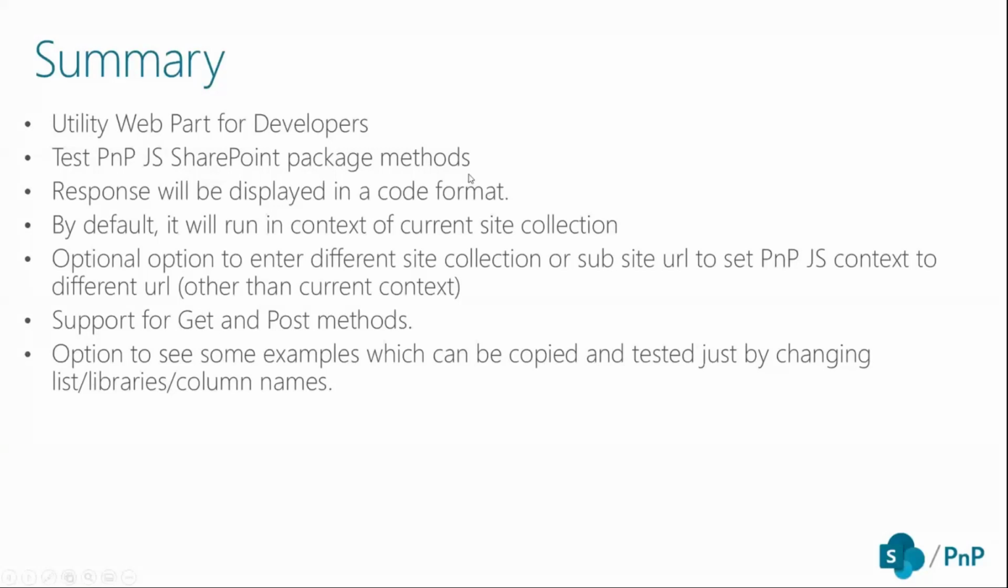Coming to the summary, this is basically a utility web part, so it is not something we would give to the end user. It allows us to test PnP.js methods, and the response we get will be displayed in a beautiful JSON viewer format. By default, this web part runs in the context of the current site collection, but we do have an option to specify if we want to run the PnP.js method in a different site collection context or a different subsite context, right?